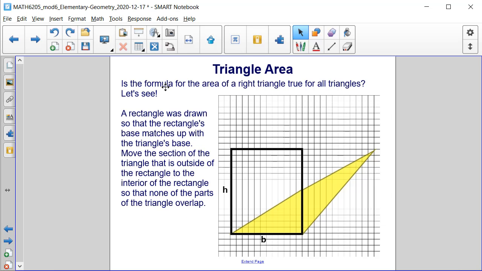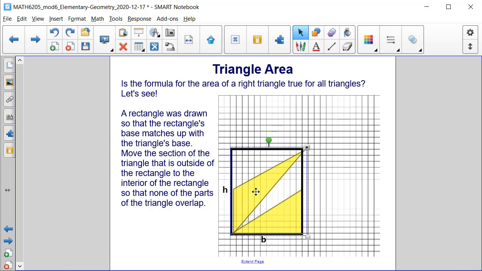Let's see if the formula for the area of a right triangle is also true for an obtuse triangle. So a rectangle is drawn so that its base matches up with the base of this obtuse triangle. And similarly, the height aligns with the height that would be drawn out here of this obtuse triangle. So let's actually take this section that's outside and move it inside of the rectangle.